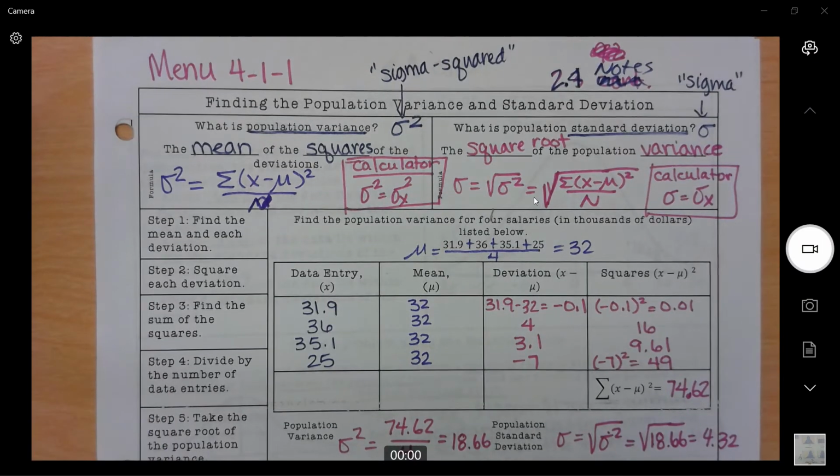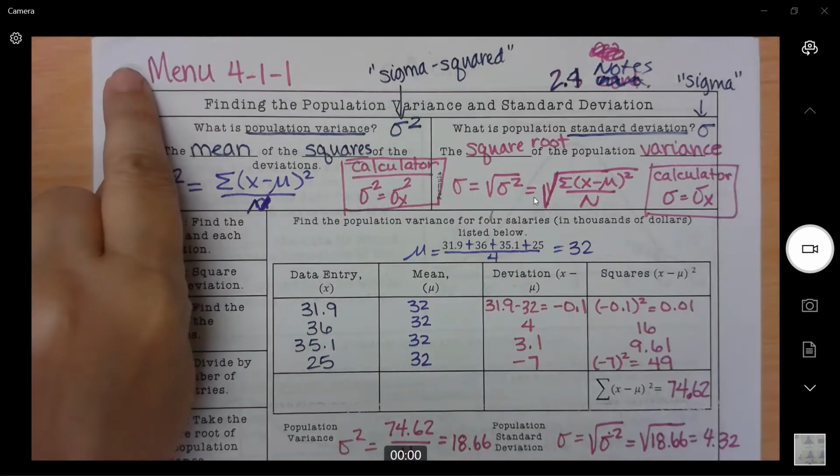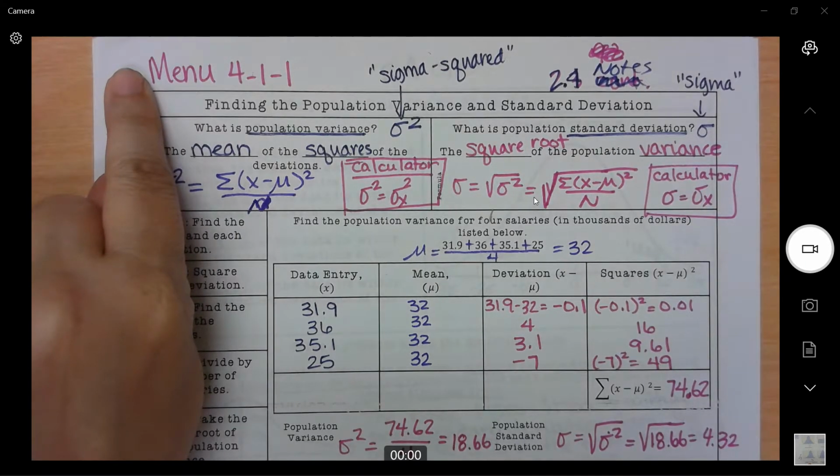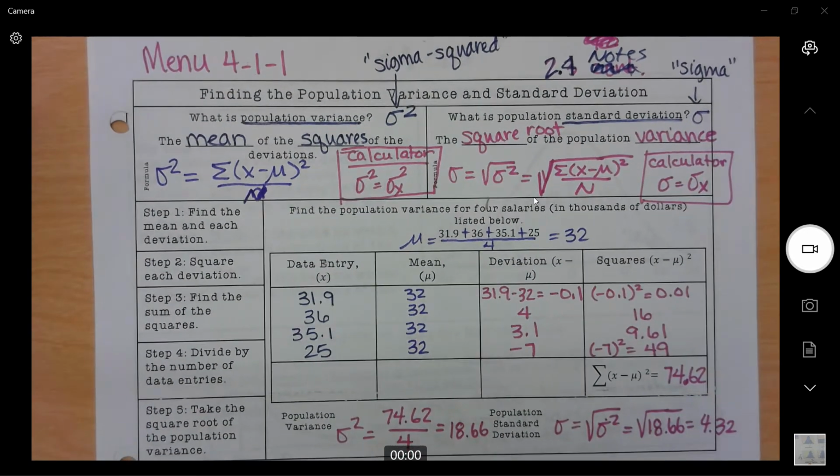Okay, so this is the 2-4 notes. This is looking at population variance and standard deviation, measures of variance. For those of you using a TI Inspire, we're still using menu 411 like we did with the mean process. For those of you that are using Desmos, I'm going to show you that here in a minute on Desmos.